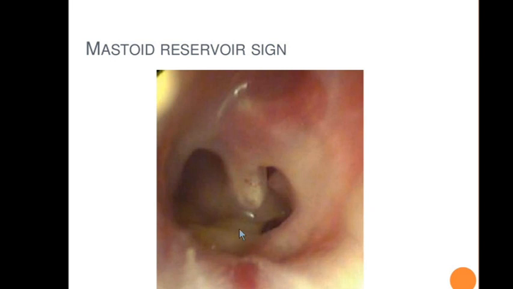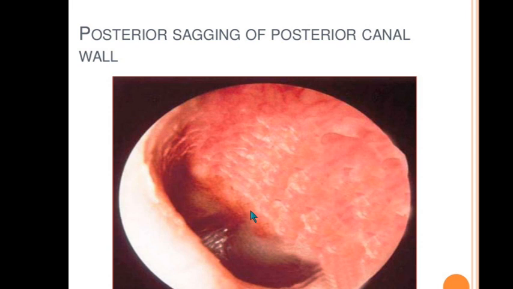Can you see the pus which is continuously coming? This is a large perforation the patient is having, okay? It is looking like a large central perforation, and continuous discharge of pus. These kind of patients, even if you clean, even if you mop the patient, immediately it will fill up. So this is known as mastoid reservoir sign.